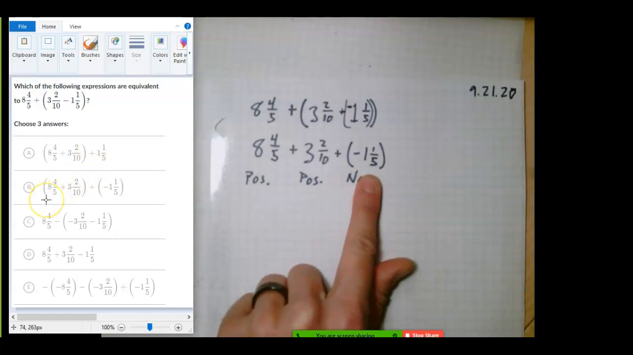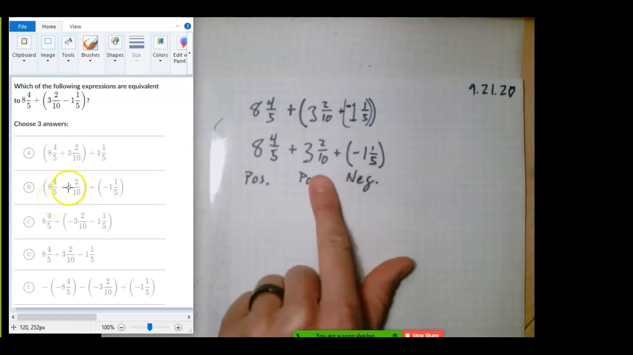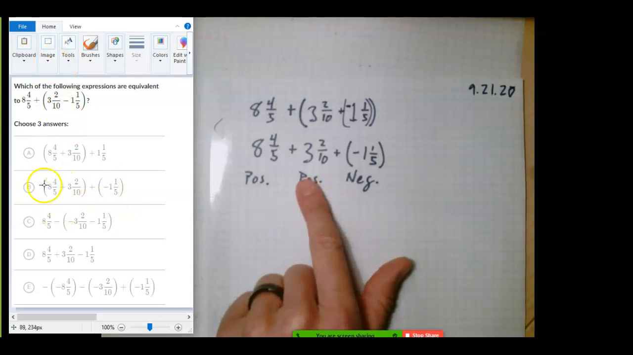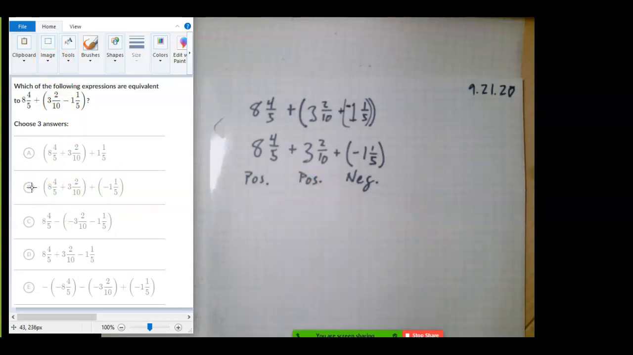B, 8 4/5 is positive. 3 2/10 is positive. 1 1/5 is negative. Oh, B works. B is one of our options, right? And I can't click this because I kind of took a picture. But B would work because it's positive, positive, negative. It's after that that things become kind of complicated. So I'm going to jump down to E because this looks to be the most complicated one. So I'm going to write E out on my paper.